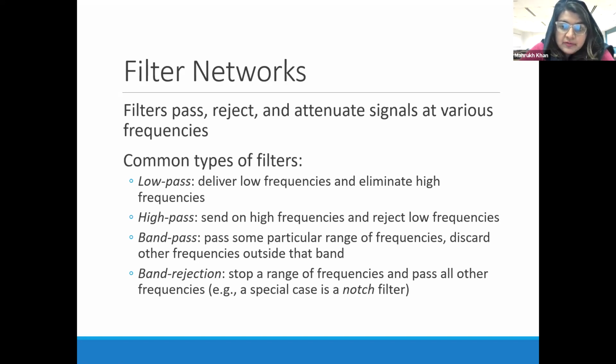Band-pass filters, as their name suggests, pass a certain band of frequencies. They pass some particular range of frequencies and discard other frequencies which are not in that band. Band rejection filters pass all frequencies except the band defined as the band where they should not pass the frequencies. They are also called band stop filters or notch filters. So these are four types of passive filters. We will be focusing on the first two types.